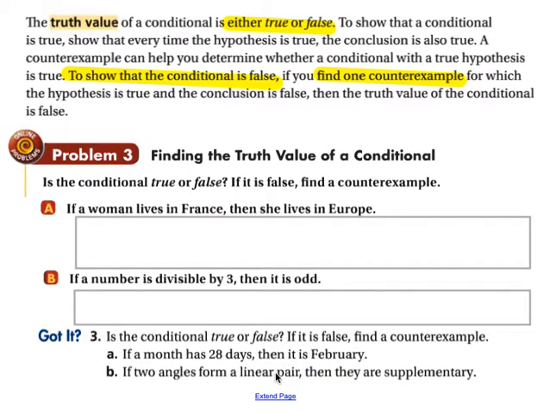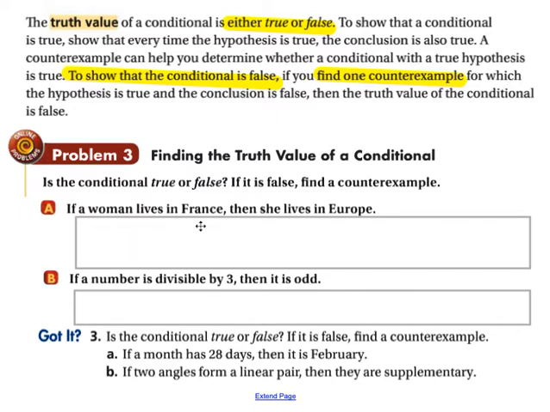When we're dealing with truth values, there are only two options. It's either true or false. And remember from our last lesson, we only need to come up with one counterexample to prove that a statement is false. So let's go ahead and jump into problem number 3, finding the truth value of a conditional. Is this a true or a false statement? If it's false, we need a counterexample. If it's true, we can just say that it's true.